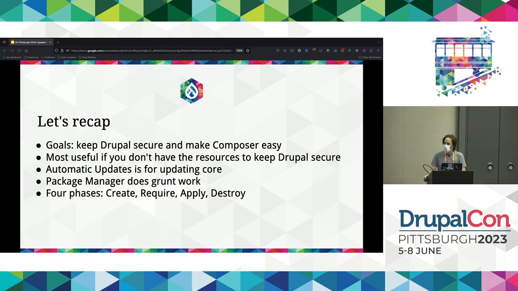And we do this with two modules: Automatic Updates, which is meant for updating core strictly, and it is built on top of Package Manager, which does the grunt work and heavy lifting on that. Package Manager has four phases of an update: create, require, apply, destroy. And that is how it works.